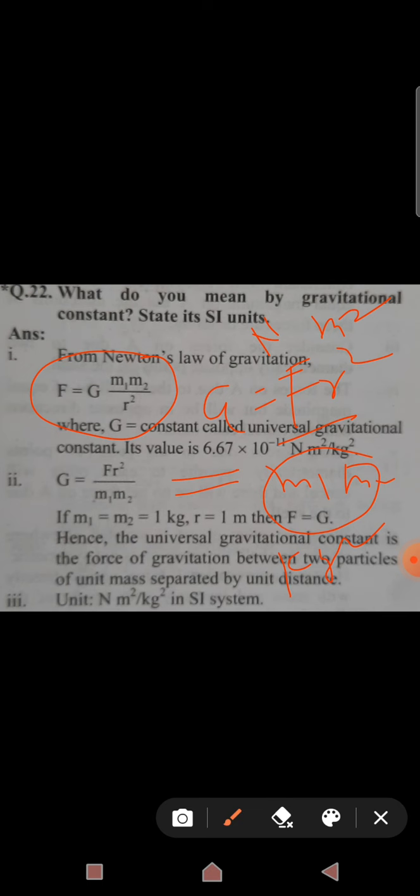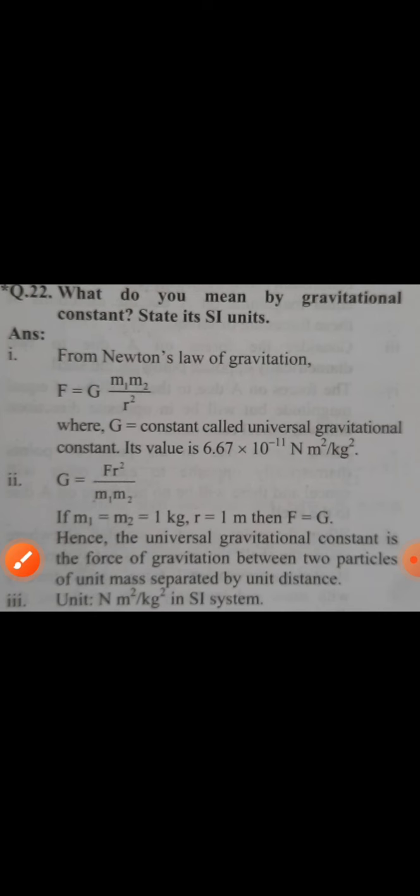Again, if m1 and m2 are equal to 1 and r is equal to 1 meter, then F is equal to G. Then we can say the universal gravitational constant is the force of gravitation between two particles of unit masses separated by unit distance, having the SI unit Newton meter square per kilogram square.